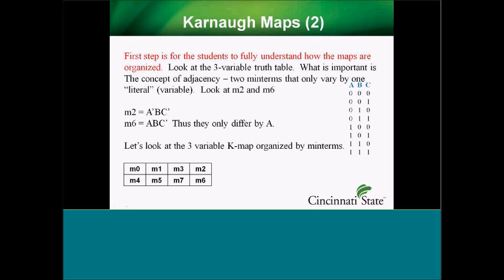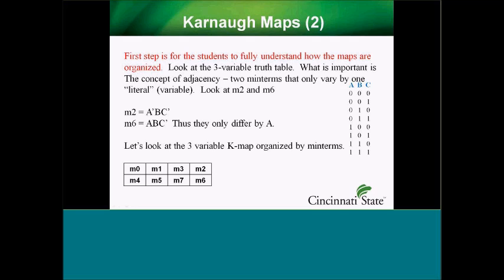You can see things that vary. Look at 1 and 5, or look at 3 and 7. I mean, they all vary just by one input. So there's some sort of inherent symmetry in there, and that's how this map was developed. I don't know much about the person, Karnaugh, who did this, but next to the Smith chart, it might be one of the more brilliant things that ever came out for electrical engineering.